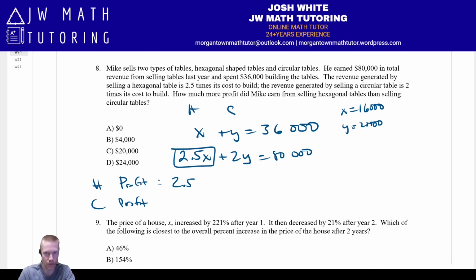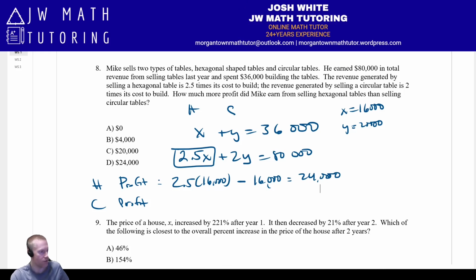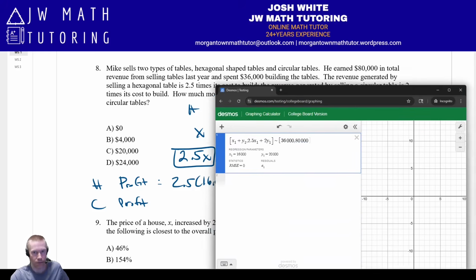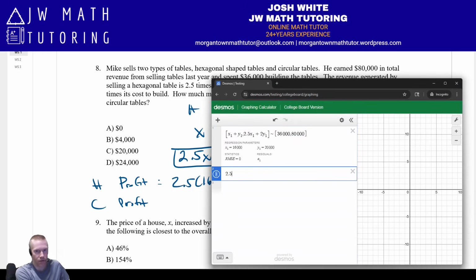This is basically a revenue equation. But the point is now we know x, so we can just plug in the 16,000. And then we're going to subtract from that his total cost. Well, his total cost, that's just the x value itself, so that is 16,000. So if we go to Desmos, type this in, we should get 24,000 as the total profit from hexagonal tables. Basically, it's 2.5 times x1 minus x1. $24,000. Let's call this H.